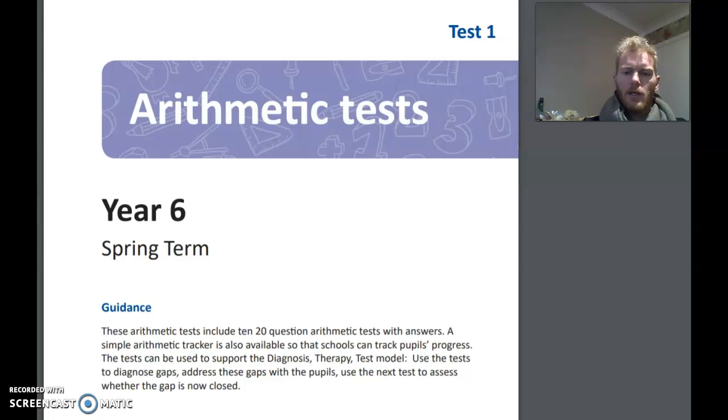All right. So give the arithmetic test a go. Give one of them a go. Like I said, you can either do one, you can do both. It's down to you and how you like to do it. But good luck, and I look forward to seeing your results.